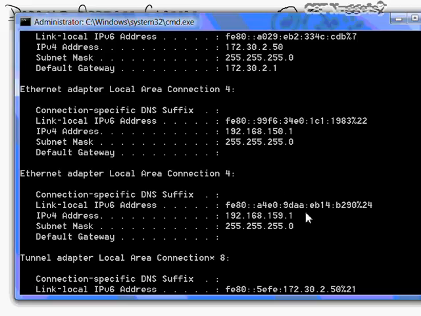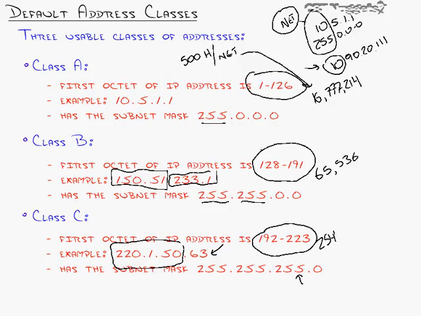but I can see right here that 2 of my network cards, 192.168.159.1 and 151, are using Class C IP addresses. I know that because the first number of that IP address is 192. I look back over here and it says first octet is 192 to 223.